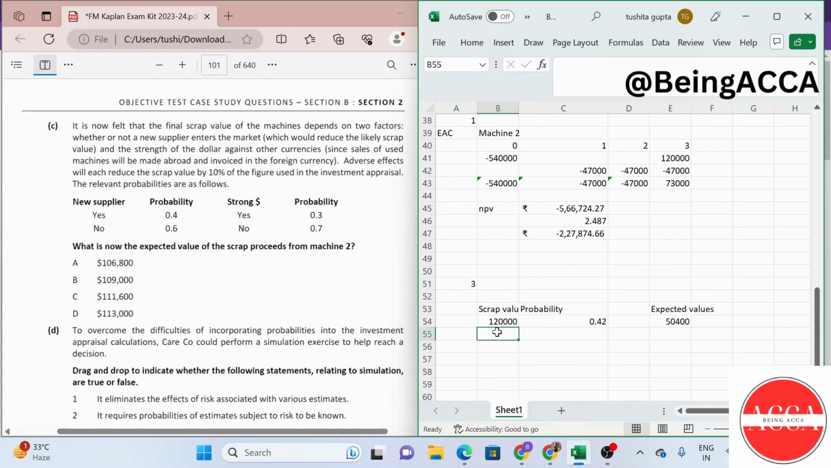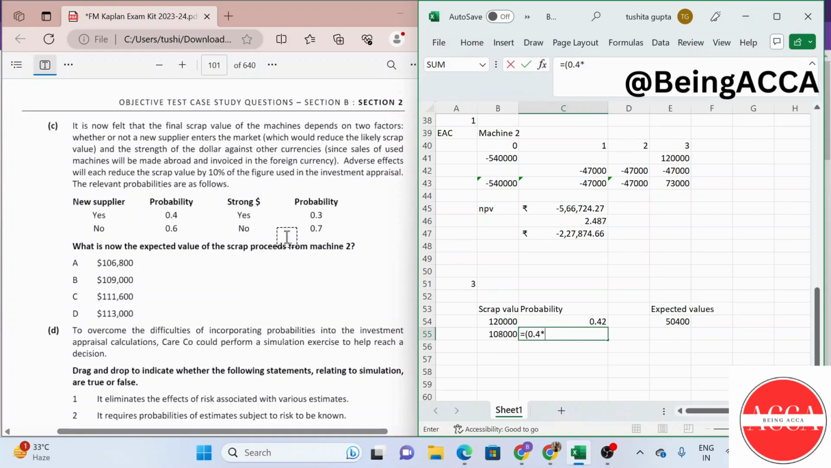Now in the next scenario, the scrap value will reduce by 10%, so it will be 90% of this value, right? So this makes it 108,000. Now when will this happen? This will first of all happen when the supplier enters the market. So there is a new supplier, and the probability of a new supplier entering is 0.4, and this we will multiply with how much?